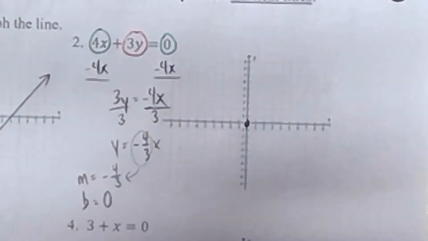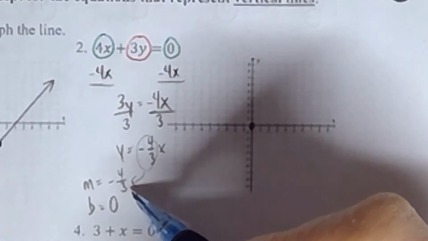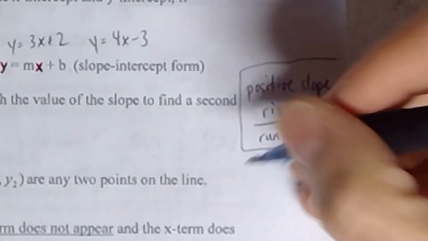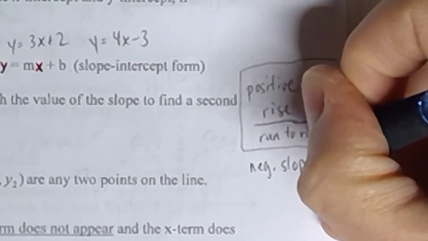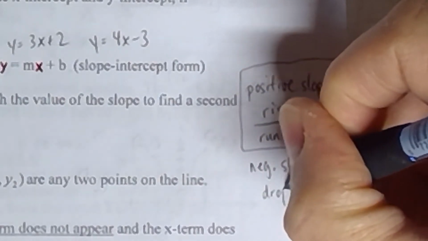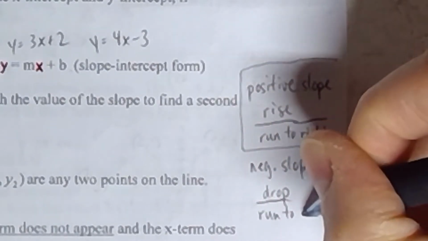Now, this time you'll see that we have a negative slope, don't we? Since we have a negative slope, unlike positive slopes, our negative slopes are going to be not rise and run to the right, but drop and run to the right. Drop and run to the right.